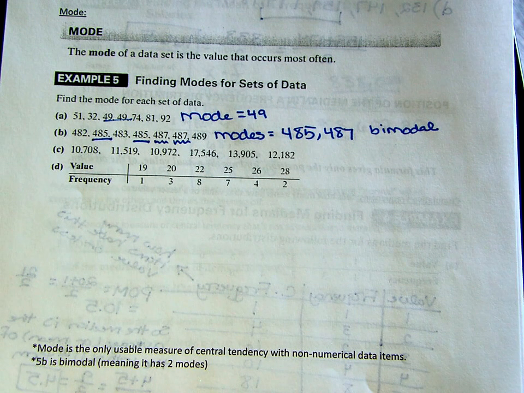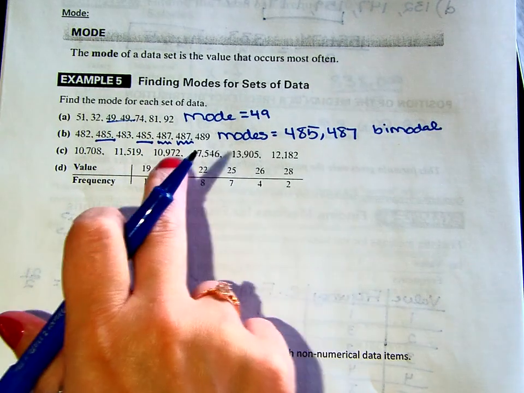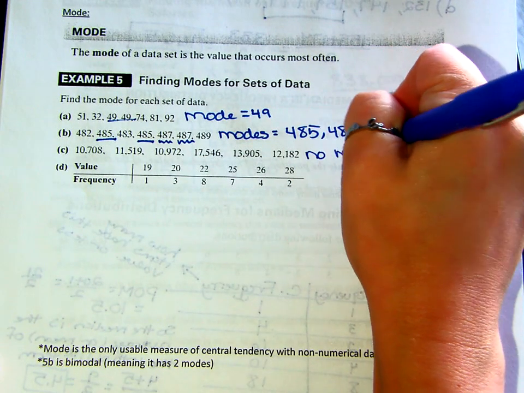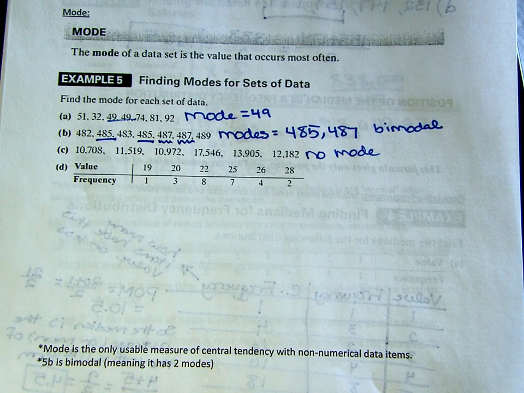What about C? What's the mode of C? Yeah, there isn't one. None of these are the same. So there's no mode. So mode has the least amount of algebra in terms of computation, and so you're allowed these other options of having more than one mode or having no mode.